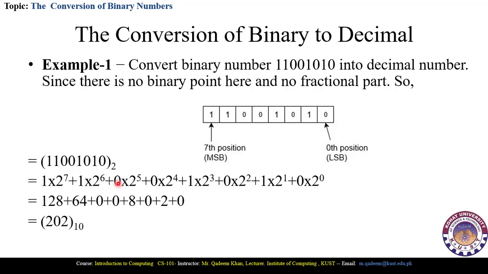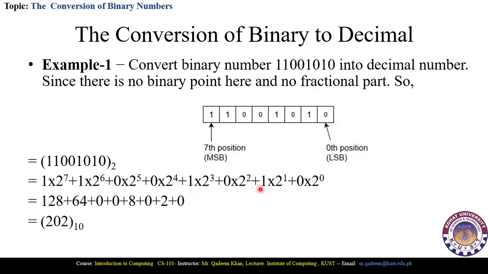Then this is the 0. 0 multiplied with 2 raised to the power 5. And this is the next 0. So 0 multiplied by 2 raised to the power 4. And this is 1 multiplied by 2 raised to the power 3. This is 0 multiplied by 2 raised to the power 2. And this is 1 multiplied by 2 raised to the power 1. And 0 multiplied with 2 raised to the power 0.